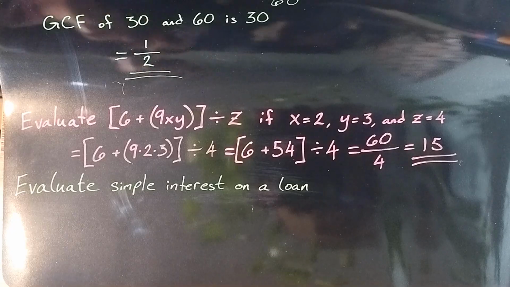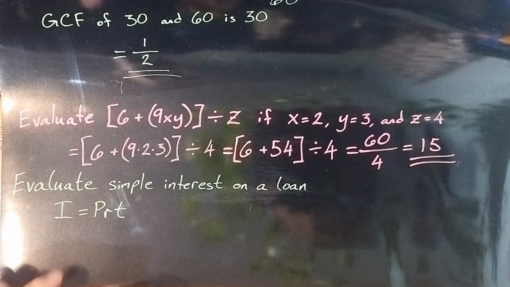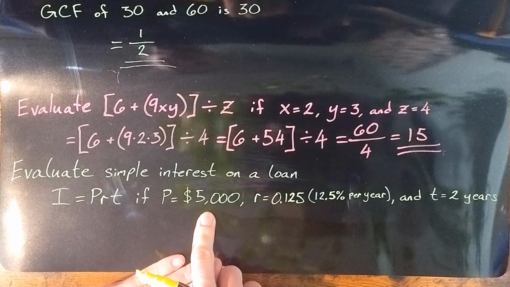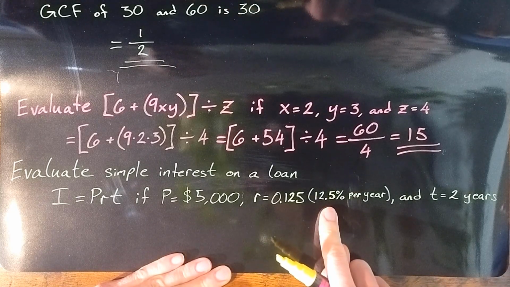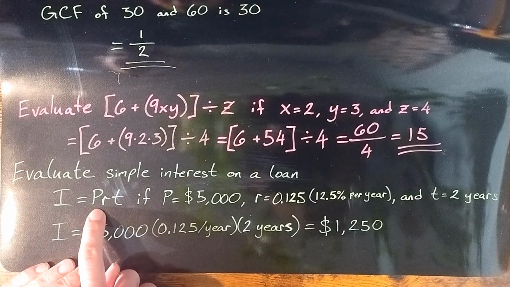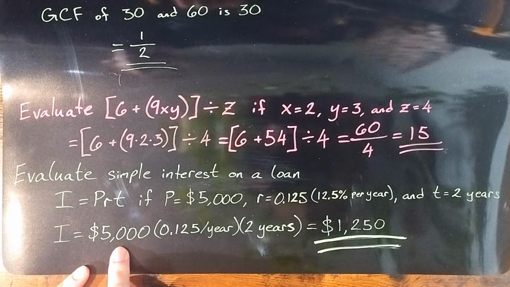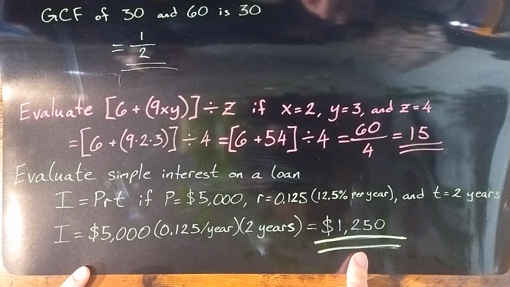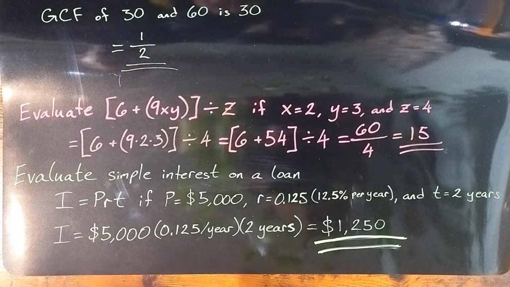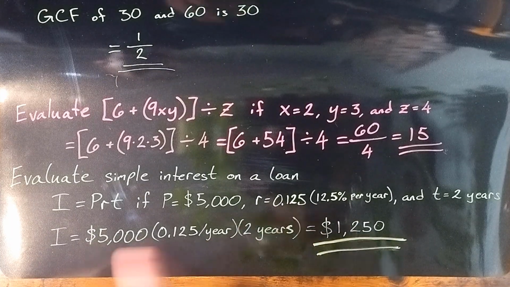Next, evaluate simple interest on a loan using the formula I equals PRT. Calculate the interest earned on a principal of $5,000 at a rate of 12.5% per year for 2 years. After plugging in the values for P, R, and T into the formula, I get $1,250. In other words, the $5,000 accrued $1,250 over 2 years at 12.5% per year. Notice that years in the numerator cancels out with year in the denominator, leaving dollars as my unit.